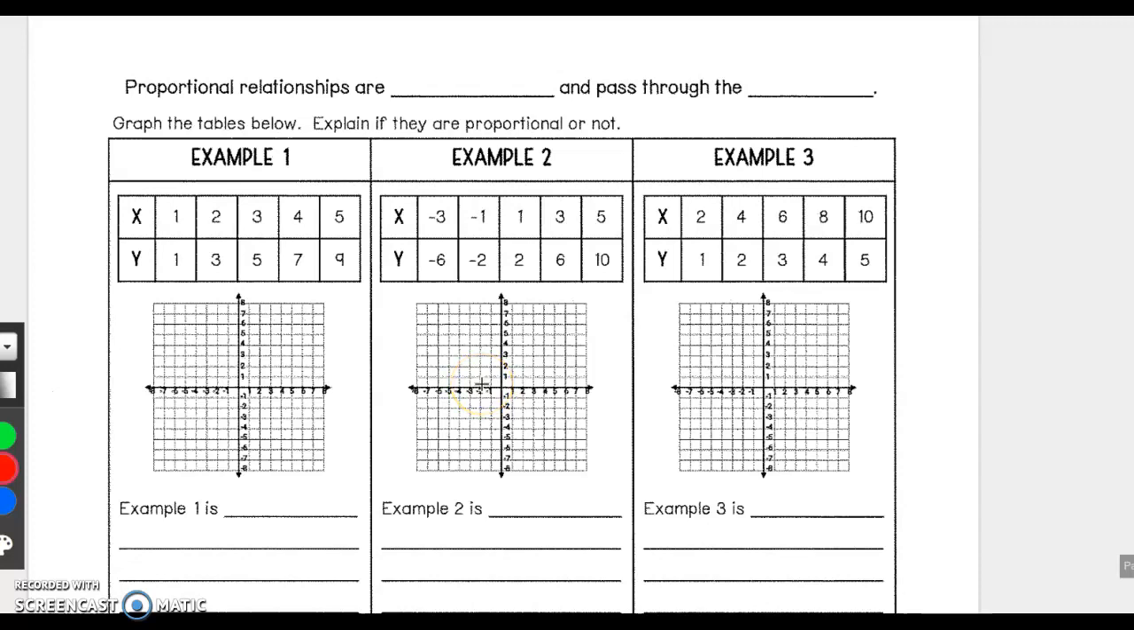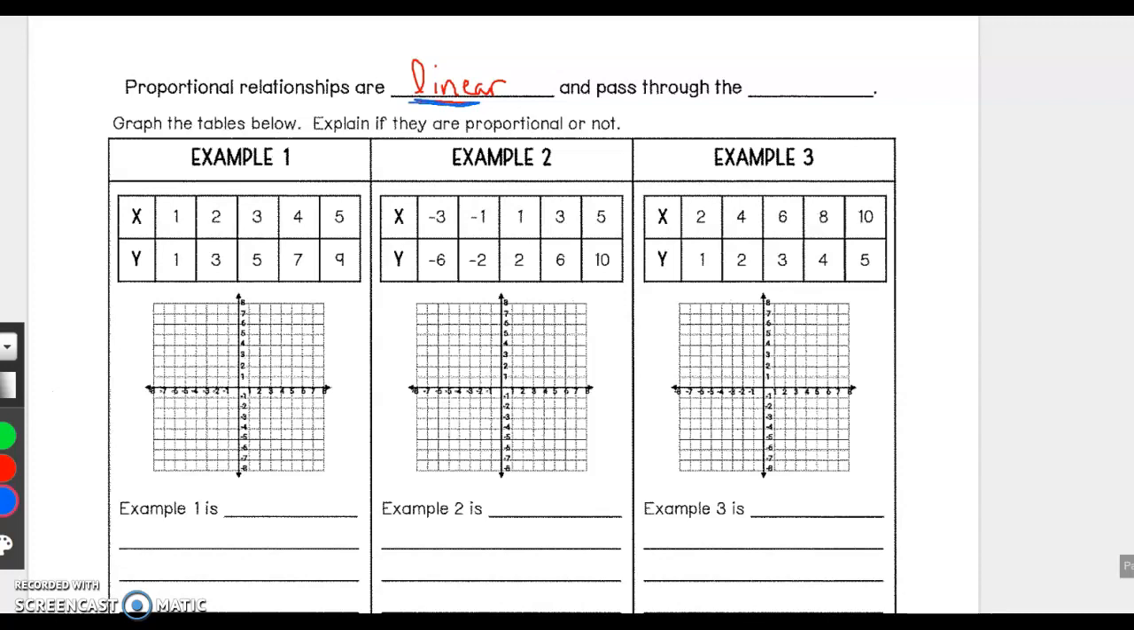Two very important things to remember when dealing with proportionality in graphs is that proportional relationships are linear. Okay, let's talk about that word linear just for a second. Do you see the word line in it? Linear, line.